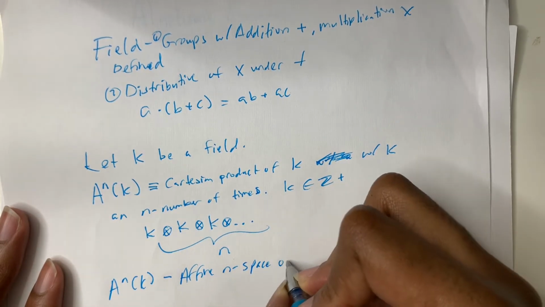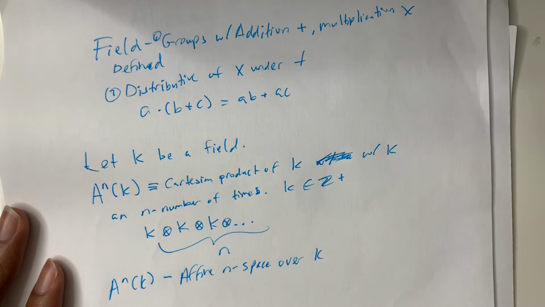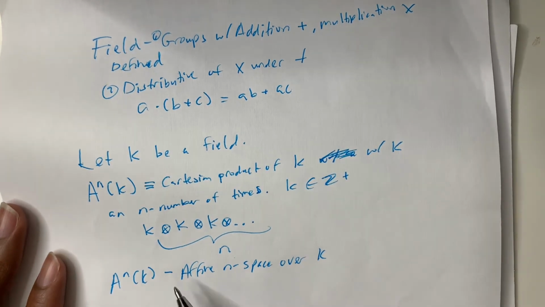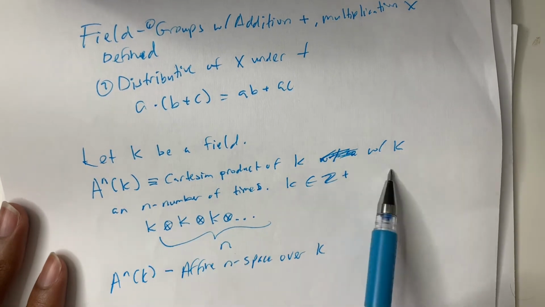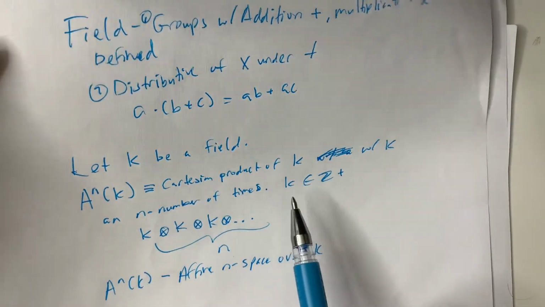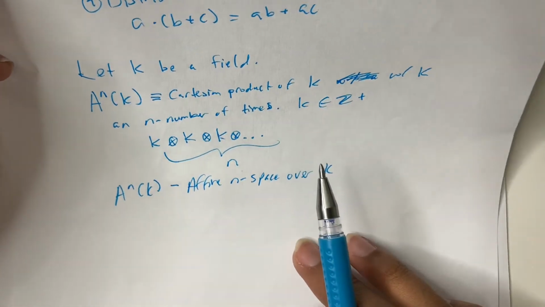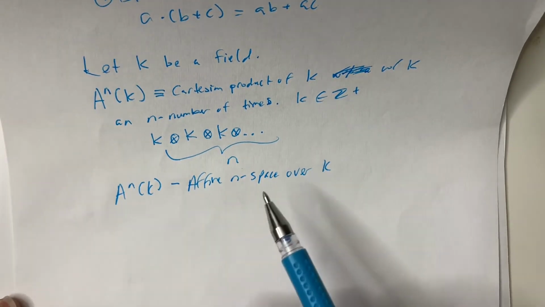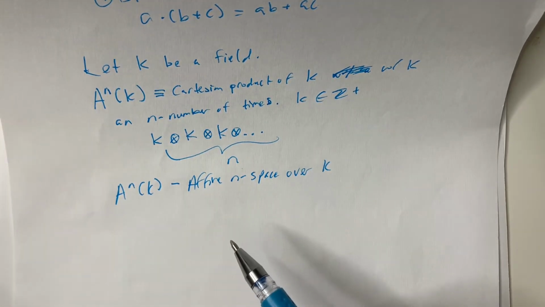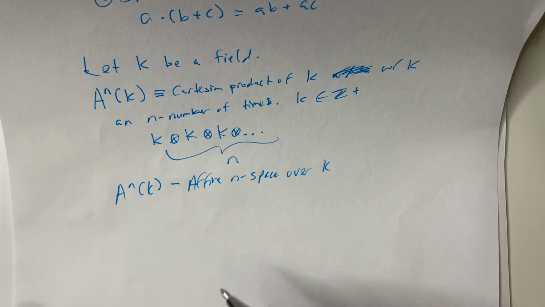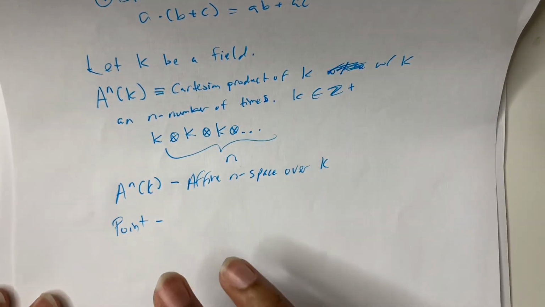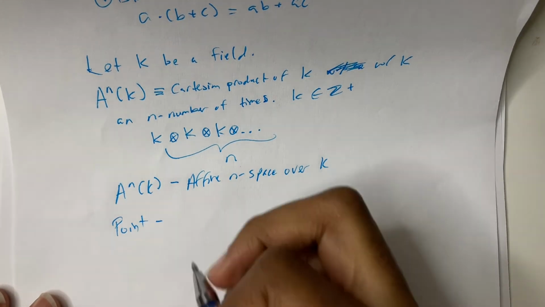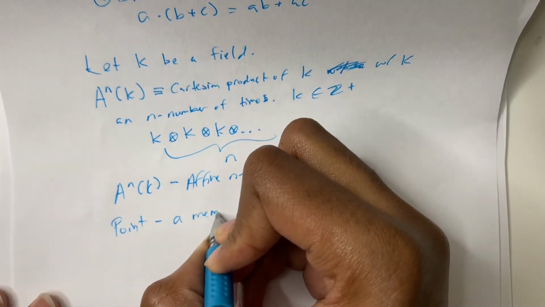So if you're ever reading a textbook on algebraic geometry and you hear "affine n-space over K," that's what it means. Just take K, Cartesian product it with itself a bunch of times, and you get an affine n-space over K. All right, now let's define point. You'll see why we're defining it.